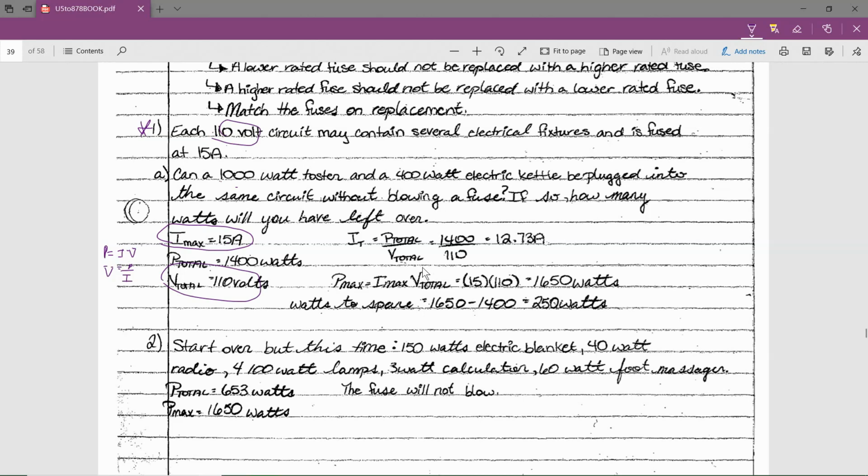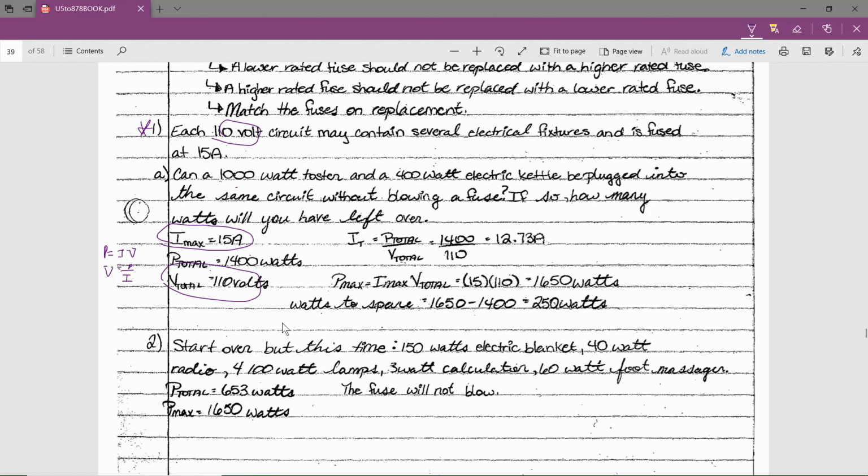So my current is my total power, not my maximum power, but the total power from the appliances in there, which is going to be 1400 divided by 110, or 12.73 amps. My maximum power is how much current can I go through altogether? That's 15 amps times the total voltage 110, 1650. Well, so I have some watts to spare. 1650 minus 1400, 250 watts to spare.